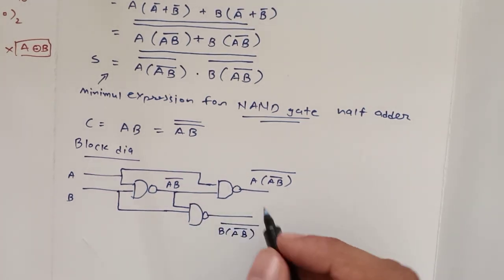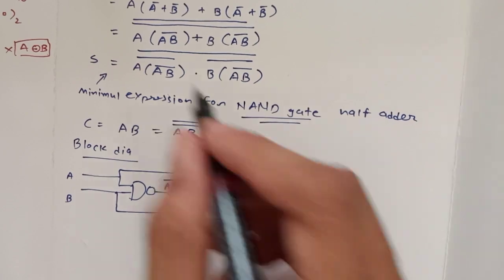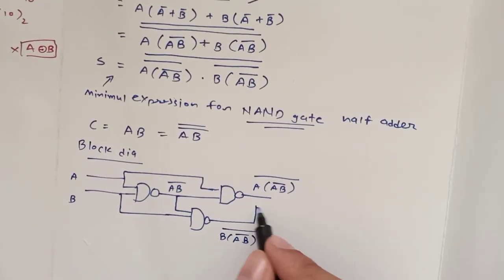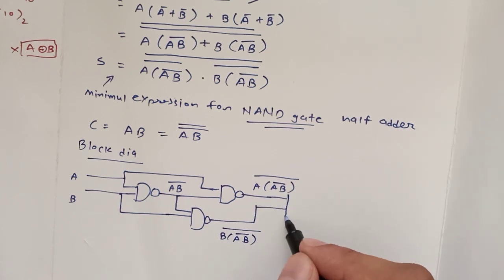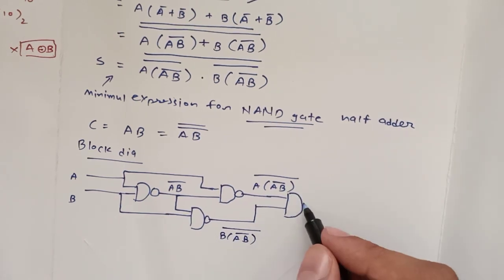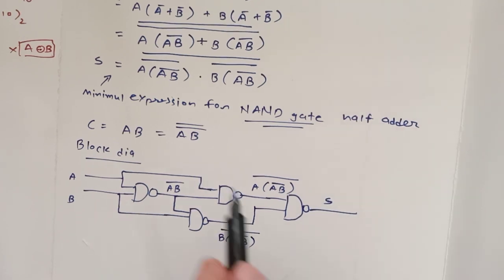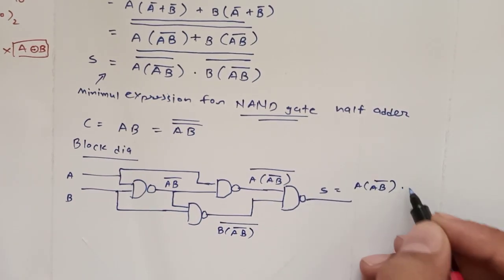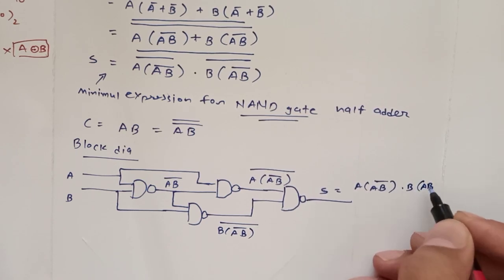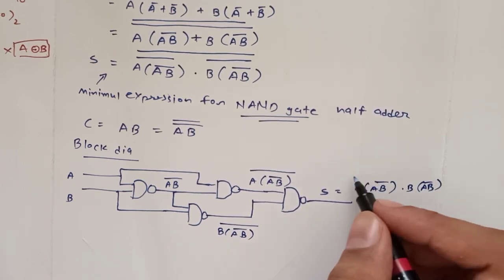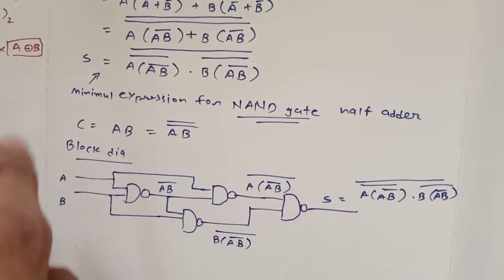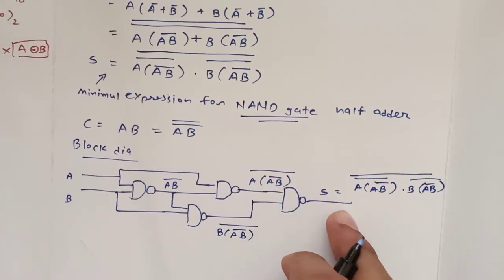And for this sum expression, these two will be added through a NAND gate, and so we get the sum output, and that is (A·(A·B)')' into (B·(A·B)')' full bar. That is some other bar remaining here. Sorry for my mistake, but you get this sum here.